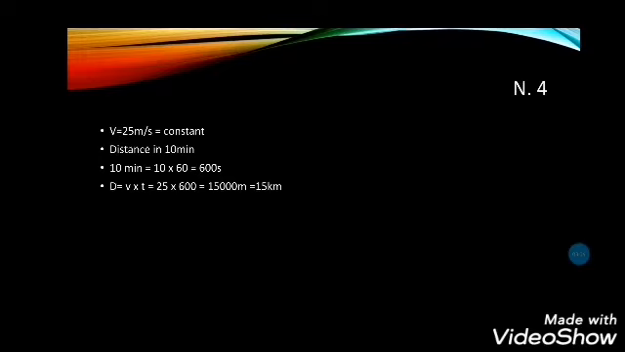So, first of all, v equals 25 meters per second. This is constant. The distance in 10 minutes, so 10 minutes is 10 times 60, which is 600 seconds. d equals v times t, 25 times 600 equals 15,000 meters, or simply 15 kilometers. You can keep the answer that you want. You don't have to transform it to kilometers.